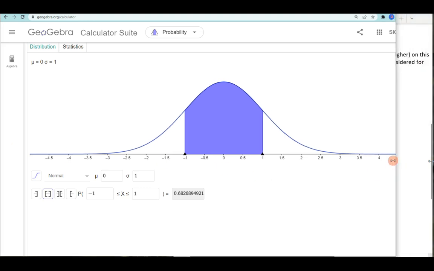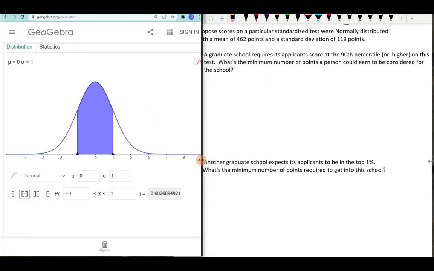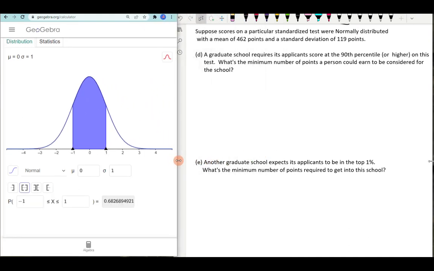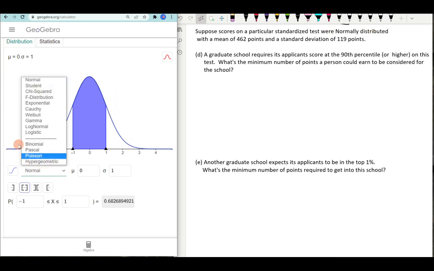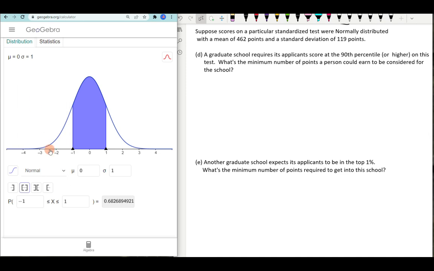This is the continuation of a previous video. Suppose scores on a particular standardized test were normally distributed with a mean of 462 points and a standard deviation of 119 points. First, it's important to note that we're told that the scores are normally distributed, so it is good that I'm using my normal distribution. It's good to double check that indeed I have normal selected. Let's look at the question.